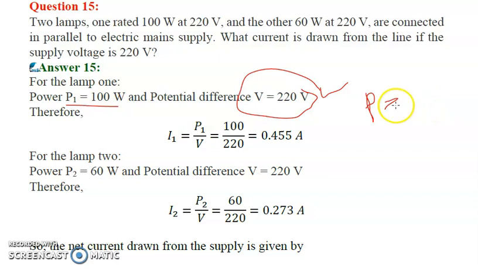P is equal to V into I. This we already know, है ना? So I would be P upon V. It would be 100 upon 220. That is, the current in the first case would be 0.455 ampere.